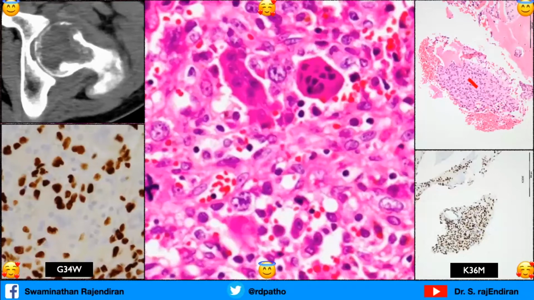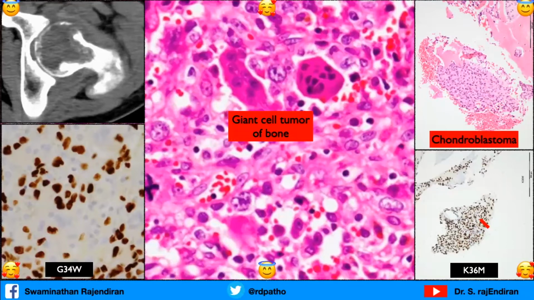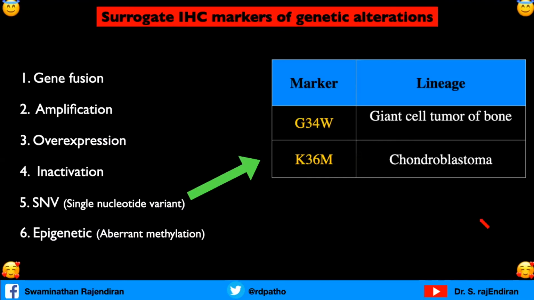This is a core biopsy from another epiphyseal lesion. You can see the bone, you can see the cells, and these cells are nicely positive for K36M. And this is a marker that is diagnostic of chondroblastoma. So giant cell tumor of the bone G34W and chondroblastoma K36M. These are all single nucleotide variants.